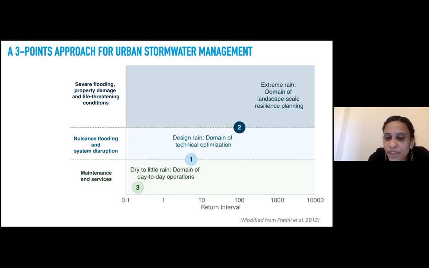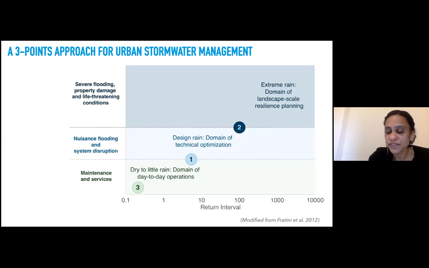And so the first is the way that we already design. We design for a design storm. And the idea is optimizing our sewer systems, optimizing our drainage, optimizing also our green infrastructure systems for this design rainstorm. We don't yet design for extreme events, but that's the second point that has to be considered. And so when we talk about the 3 points approach, the idea is that you have to design for all 3 approaches at once. But surprisingly, the third approach is really important for making design for the first 2 points of management, the design storm and extreme rainfalls that exceed the design storm, feasible.